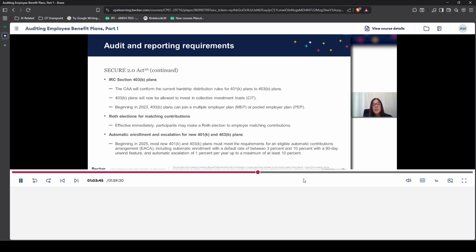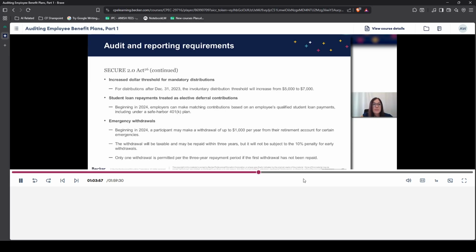Some of these changes here, as you can see, are, again, trying to increase participation in the plans, especially that last one there with the auto-enroll and even the auto-escalate. A couple of other changes here under Secure 2.0, increased dollar threshold for mandatory distributions. That involuntary distribution threshold will increase from 5 to 7,000.